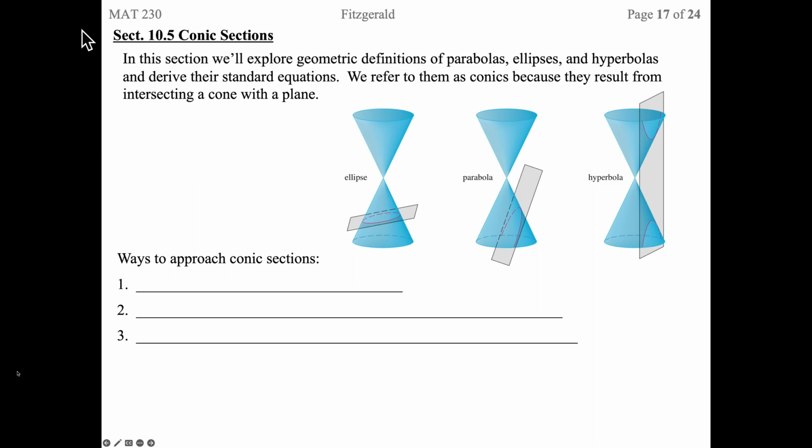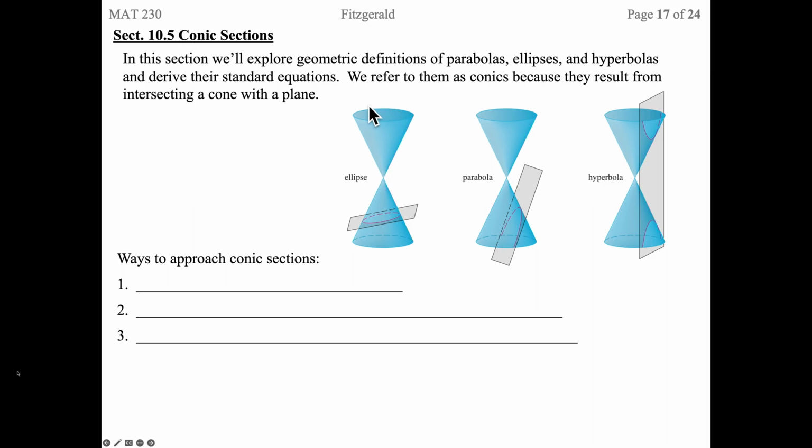All right, section 10.5. We're going to look at conic sections. You may have seen some of this in college algebra, but it doesn't get covered too often. So we're going to look at these conic sections. They're not all functions. They're created from taking a plane and cutting through a cone.